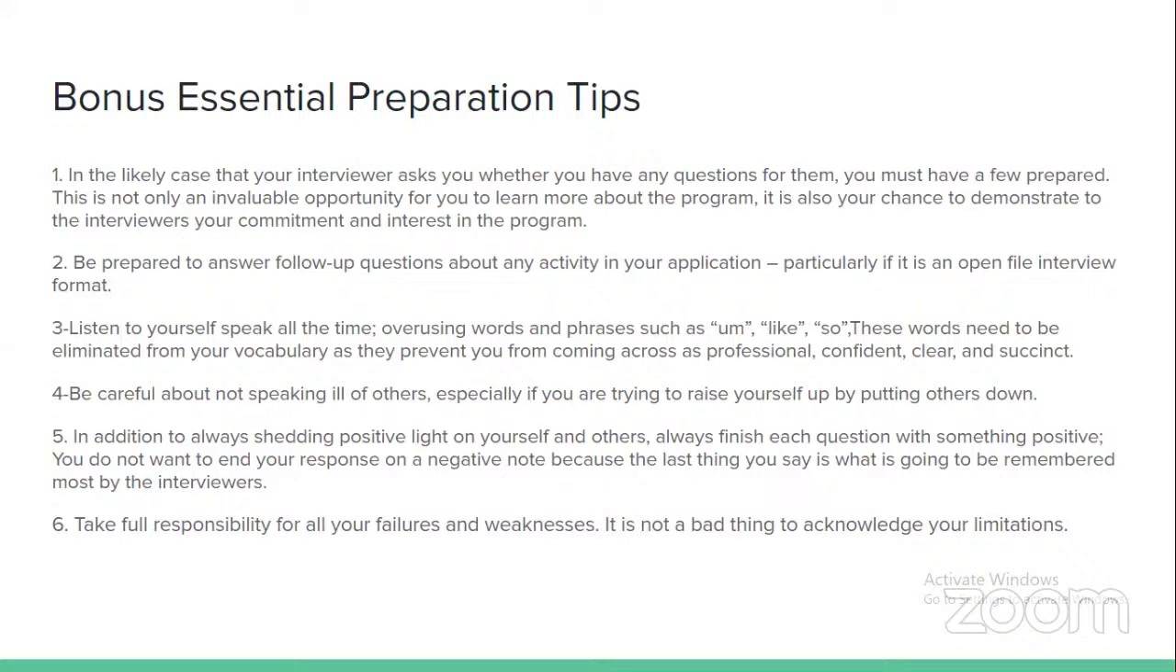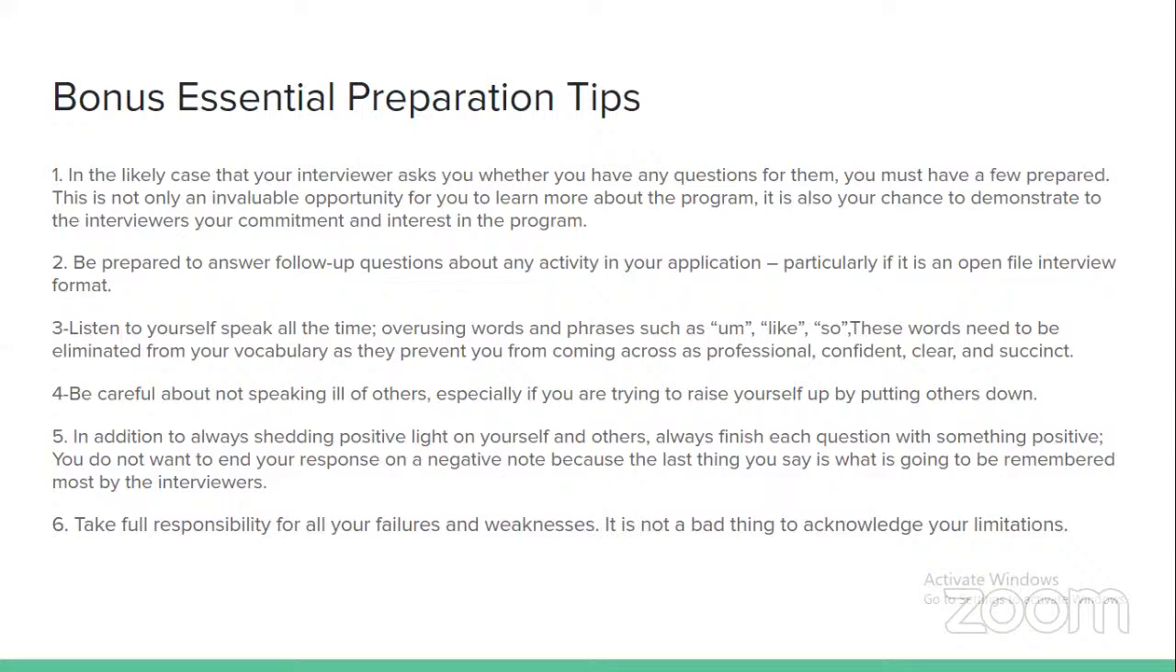You have to listen to yourself speak all the time, overusing words and phrases such as "like" and "so." These words need to be eliminated from your vocabulary to prevent you from coming across as unprofessional, and to sound confident, clear, and succinct. You also have to be careful about not speaking ill of others, especially if you are trying to raise yourself up by putting others down.